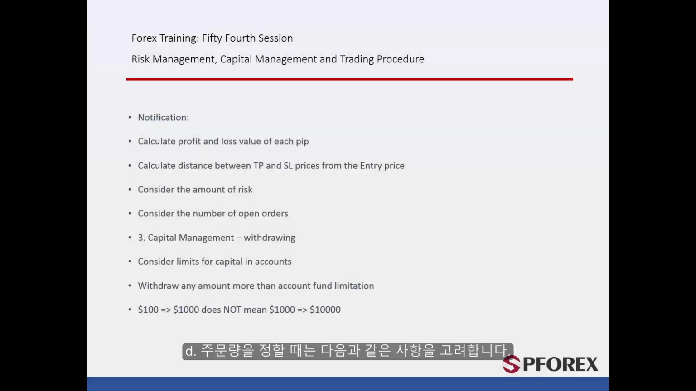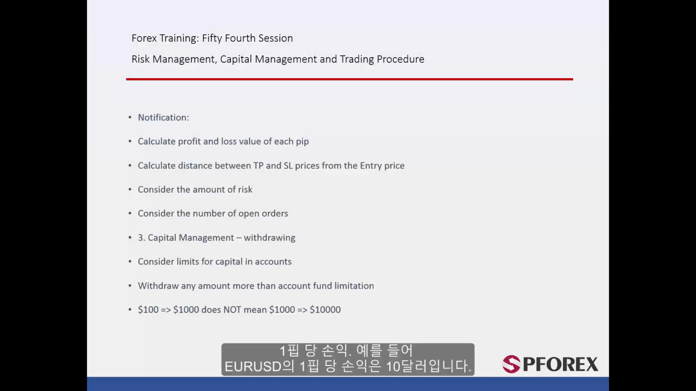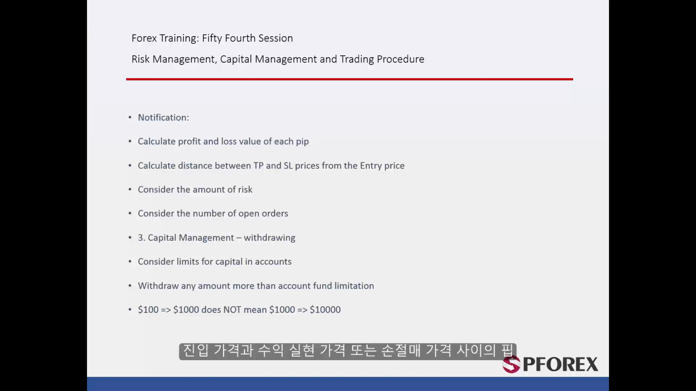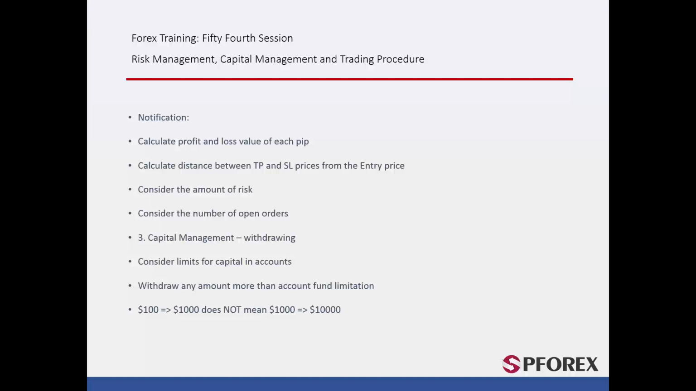D. A trader must determine the volume of each order considering the following aspects. 1. The ratio of reward over loss based on 1 pip price shift. For example, profit or loss of euro against US dollar in each pip is $10. 2. The number of pips that TP or SL points are away from the entry price. 3. The percentage of risk specified by a risk management method. 4. The number of orders around that certain price.